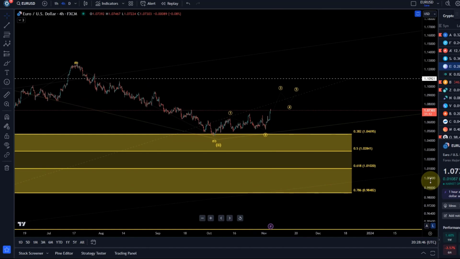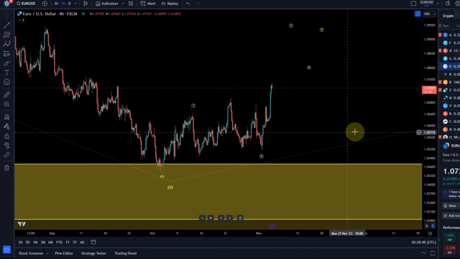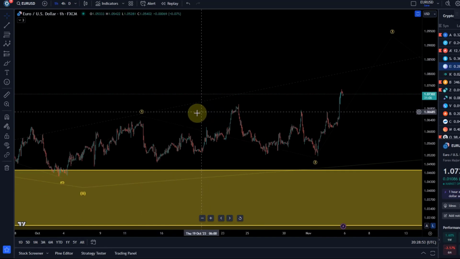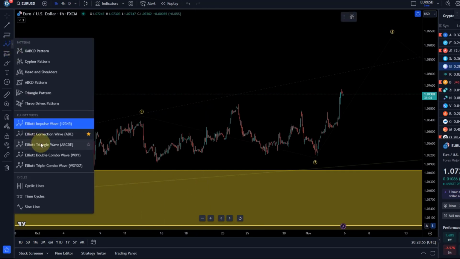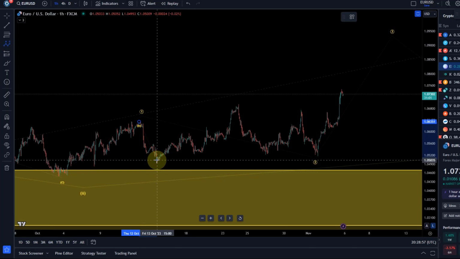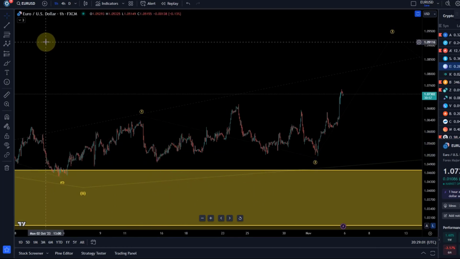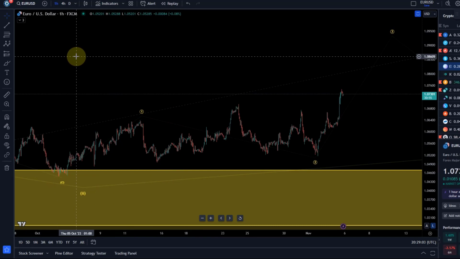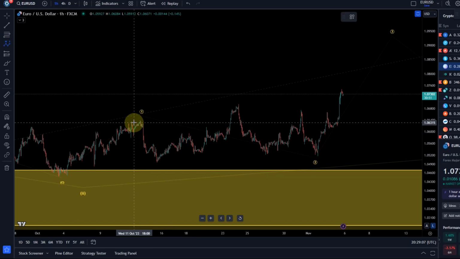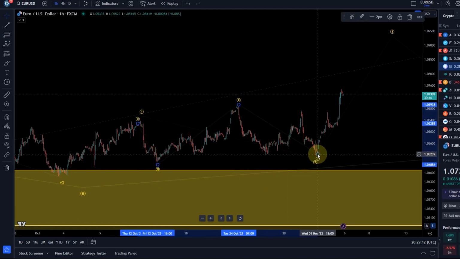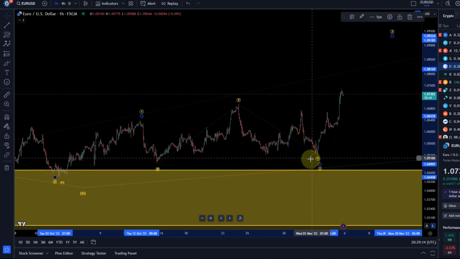But for now, we carefully assume that a low might be in. Again, the make or break point is very clear. This is a corrective structure, probably an A wave off wave 2. No, probably more WXY. Let me see. Yeah, it fits better the idea of a WXY structure. And then we could have started the move now.